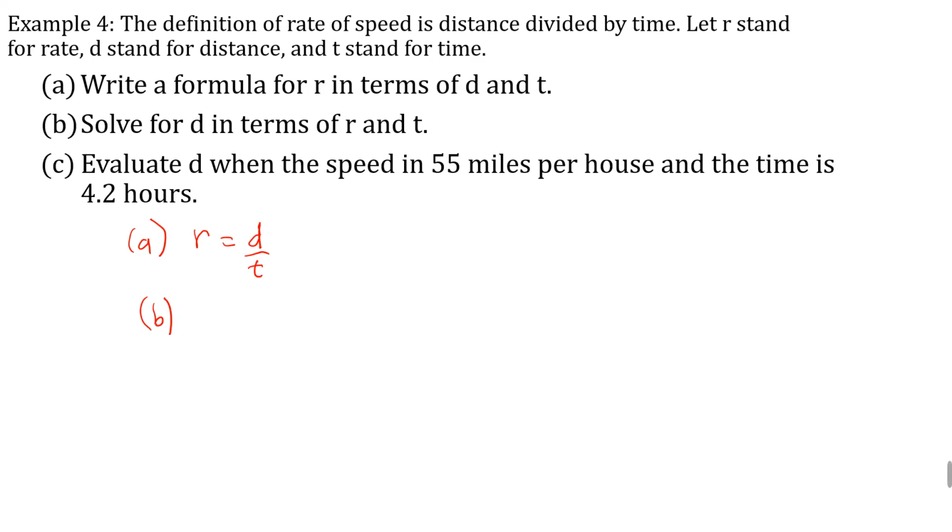Part B says solve for D in terms of R and T. So what that means is our answer should be D equals something. So we want to have D by itself. Okay, and I have T on the denominator. I need to get rid of the T. I'm taking D and dividing by T. So I want to do the opposite operation of division. And I want to multiply both sides by T.